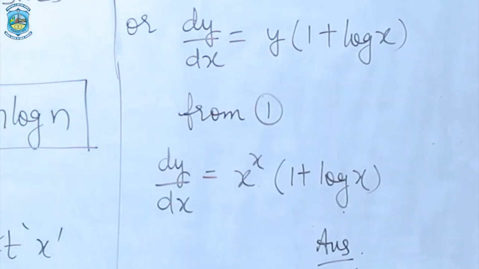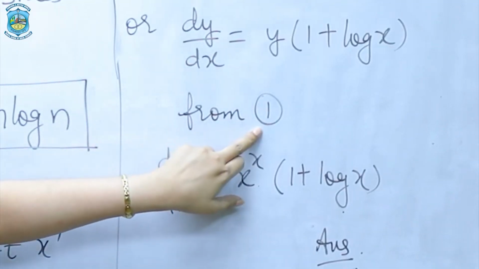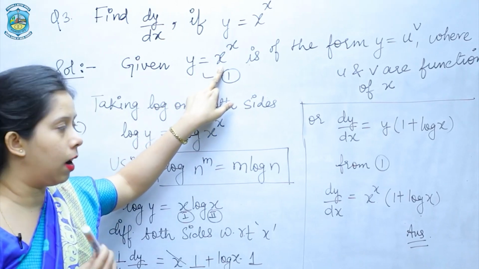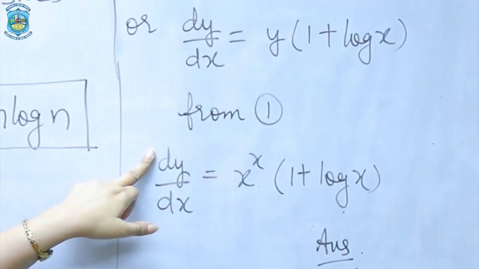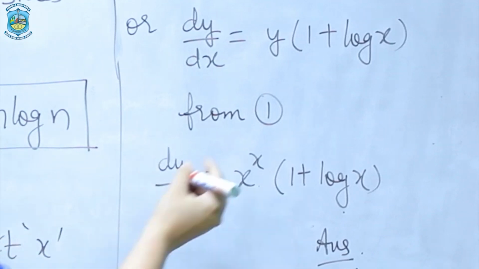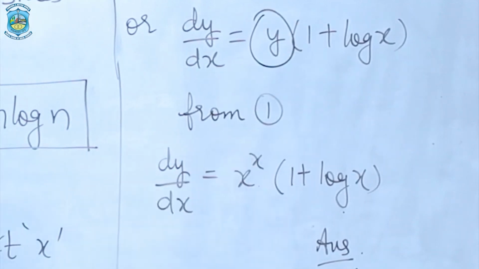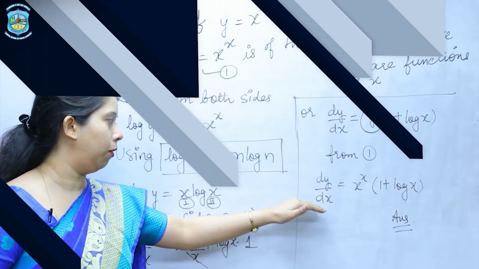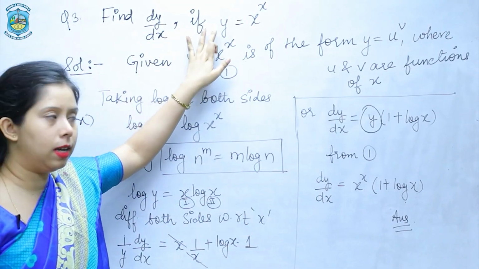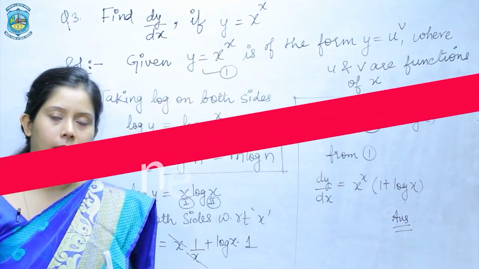Now, the value of dy by dx should be in terms of x. So, from equation number 1, we can replace y by x raised to the power x. So, the final value of the derivative is dy by dx is equal to, we will replace this y by x raised to the power x from equation number 1, into 1 plus log x. So, this is the final value of dy by dx when the original function was y is equal to x raised to the power x.